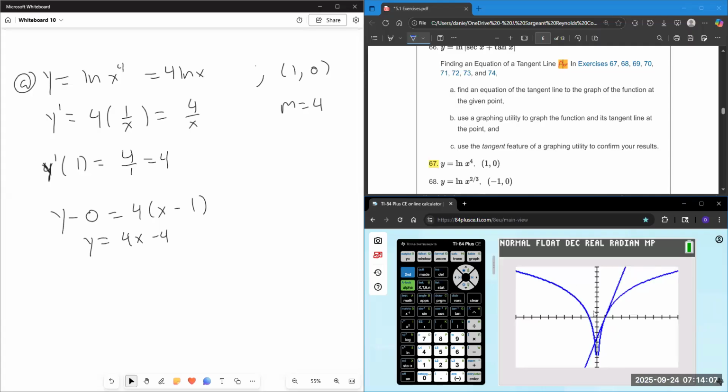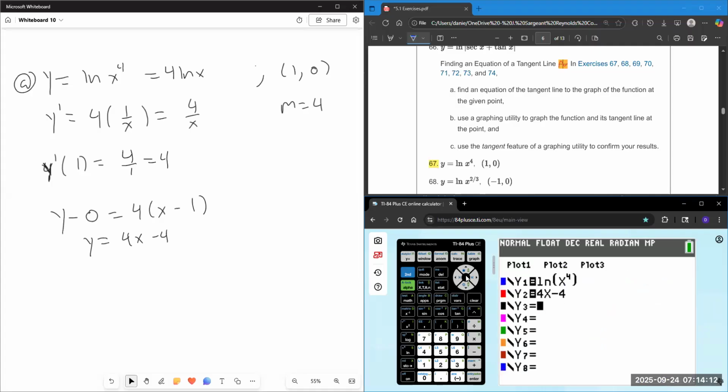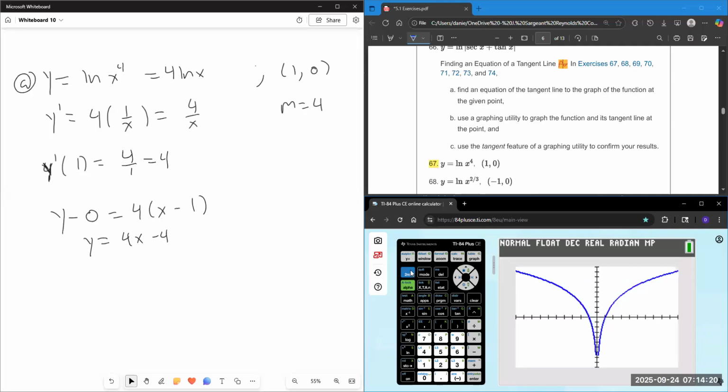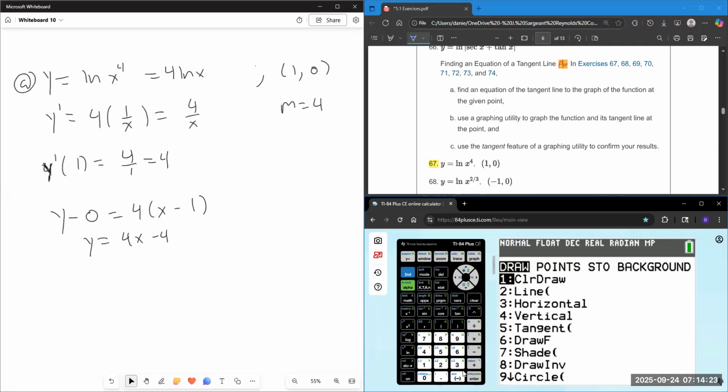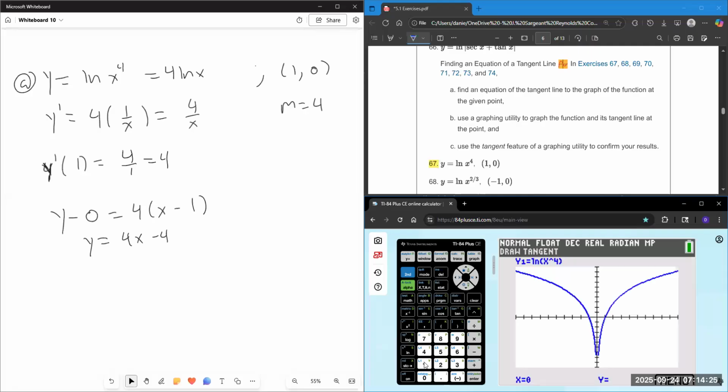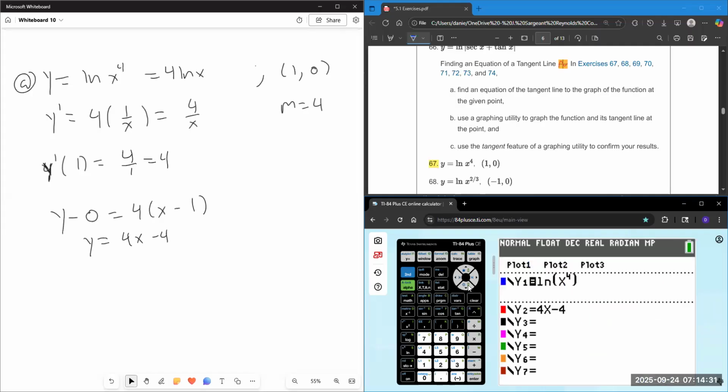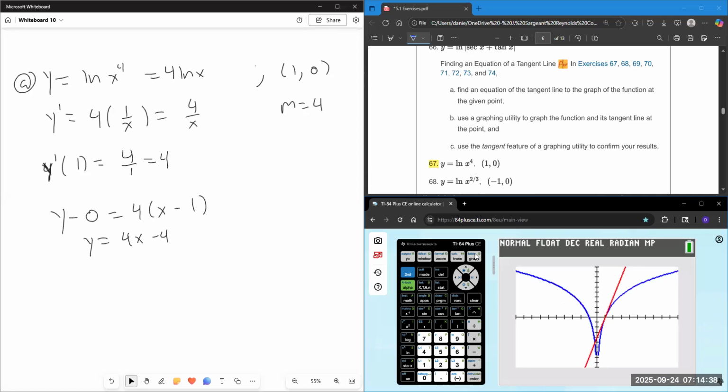And see it, if I turn this one off and then turn it back on, we'll draw it. Second, draw tangent at 1. Y equals. And there it is.